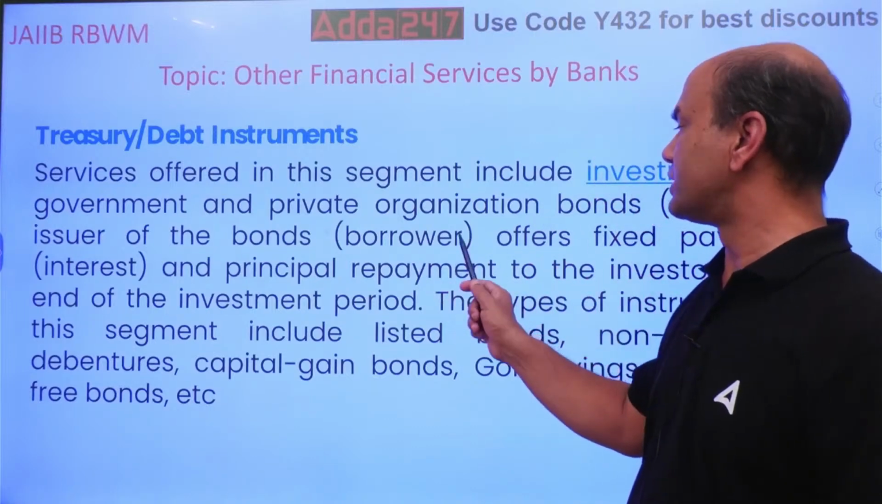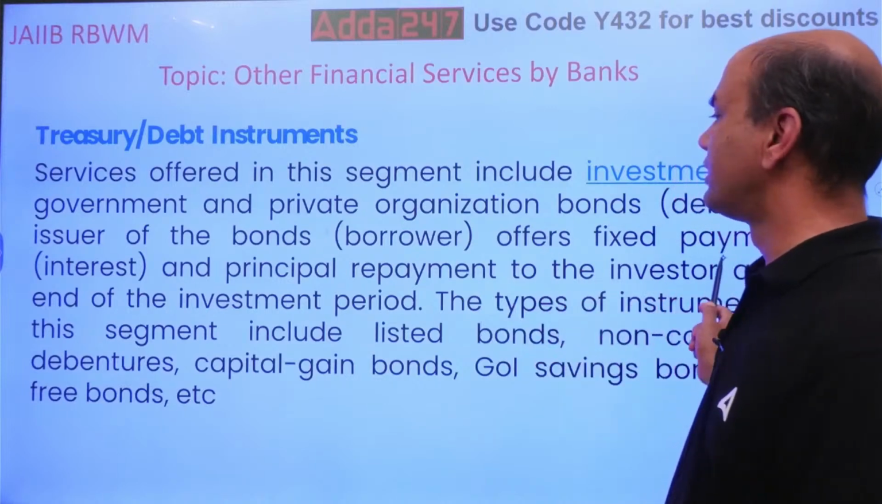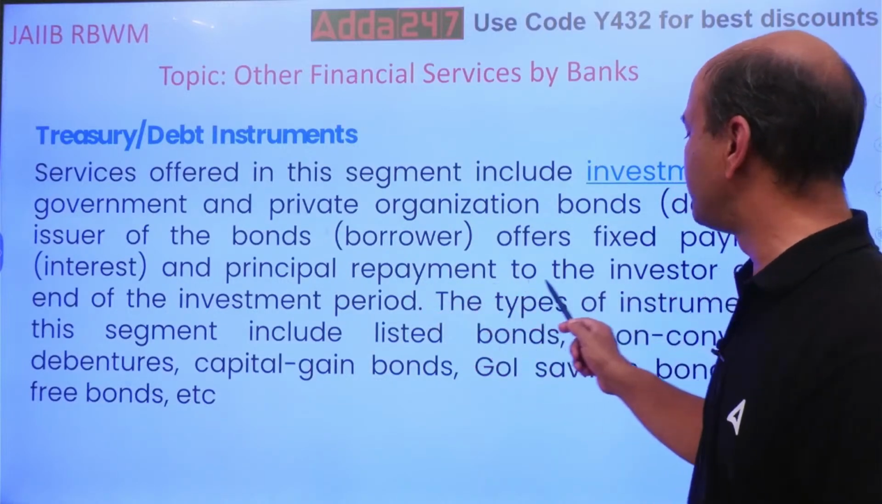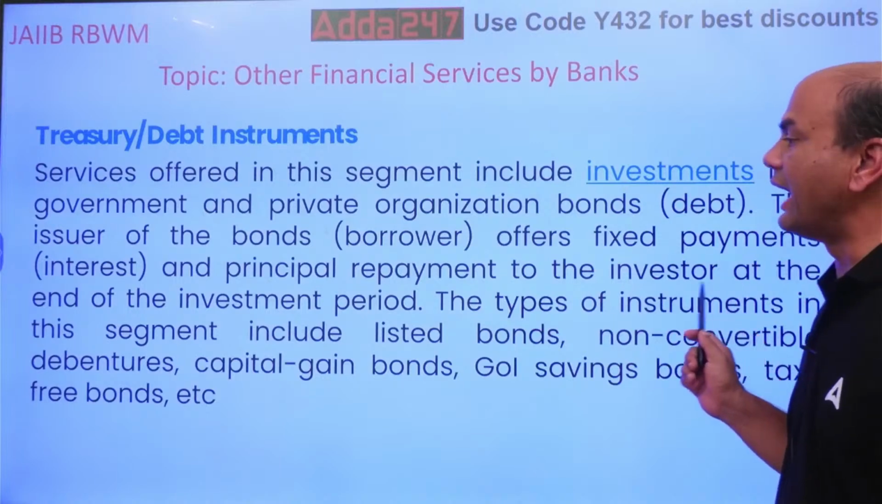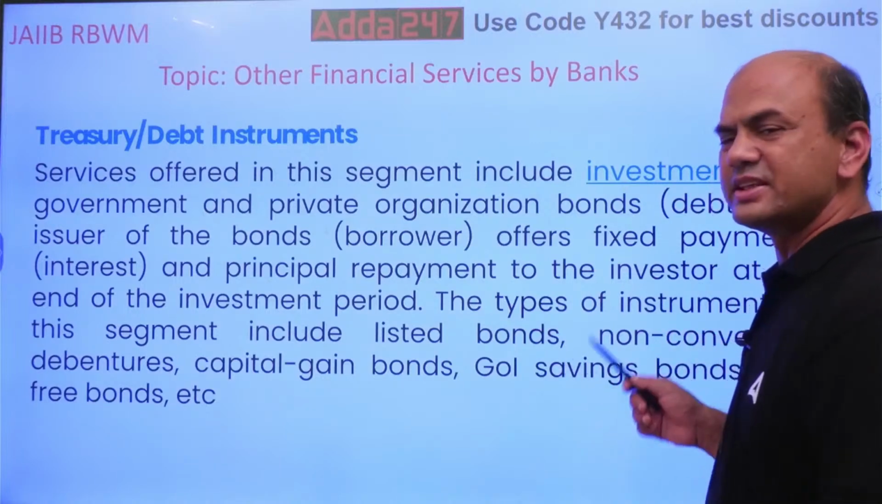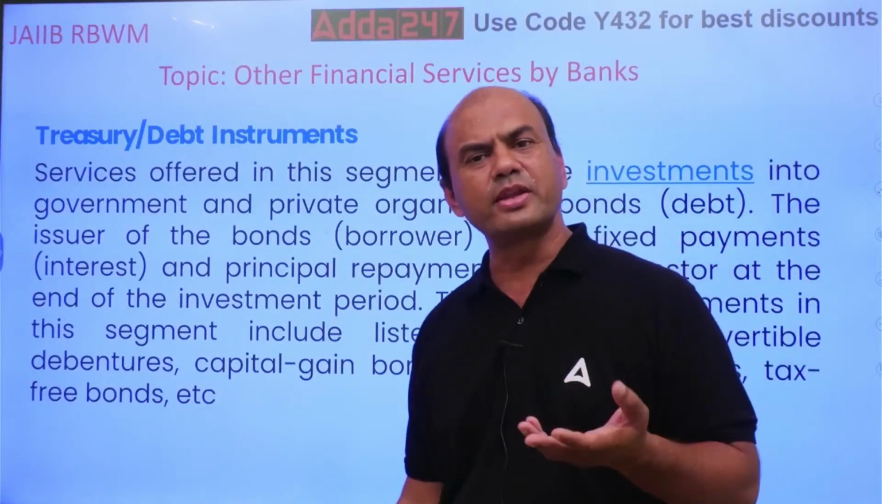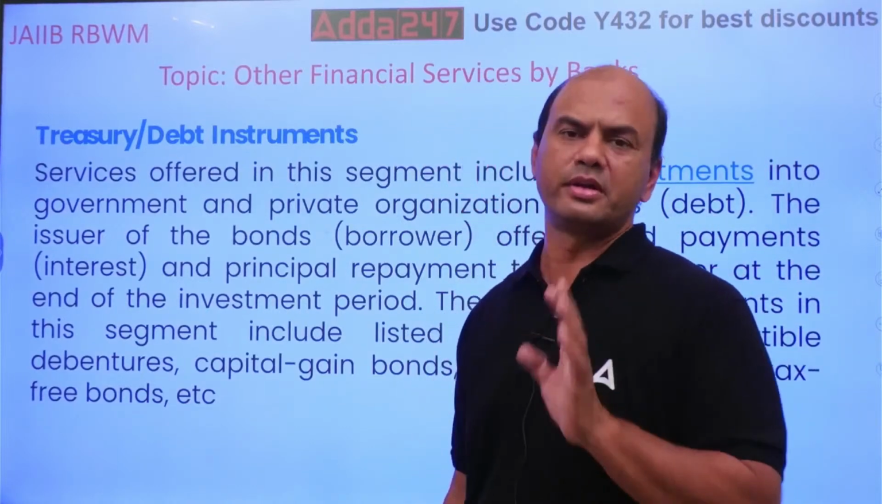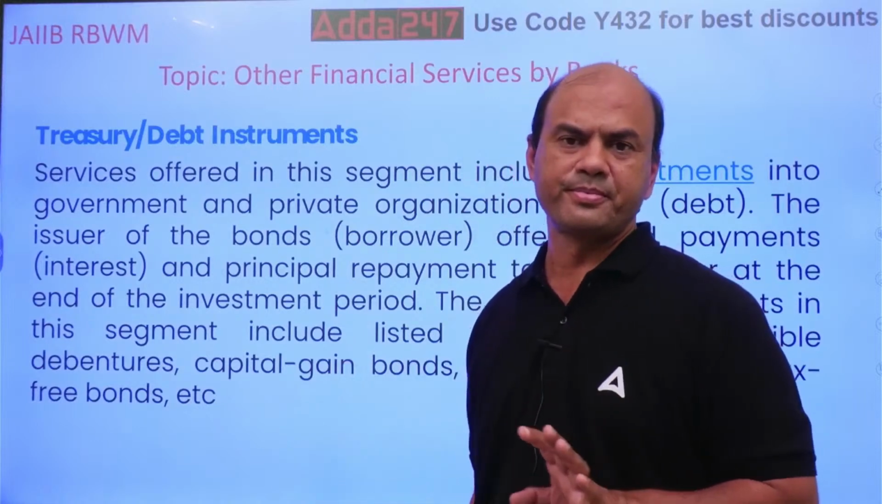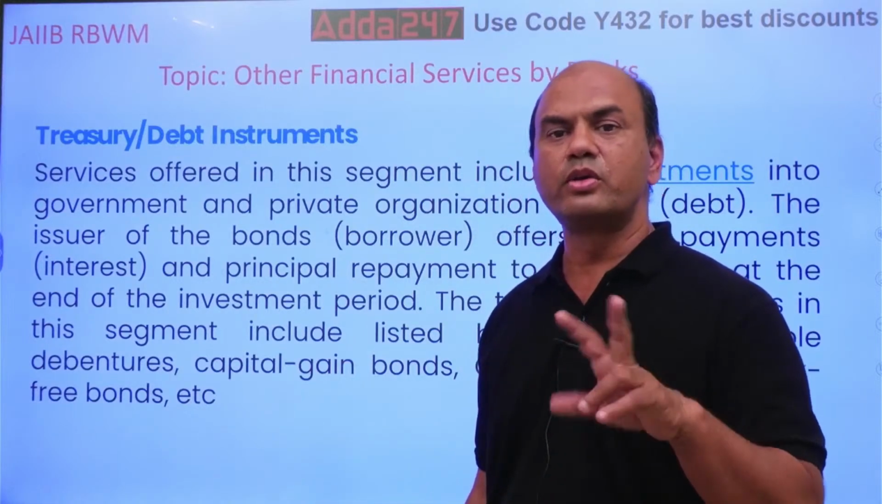The issuer of the bonds, the borrower, offers fixed interest payment and principal repayment to the investor at the end of the investment period. So this is a common thing about the bond. It's like the FD only. Here there's only one difference between FD and a bond. Remaining all things are same. Two differences, not one. Two differences are there.